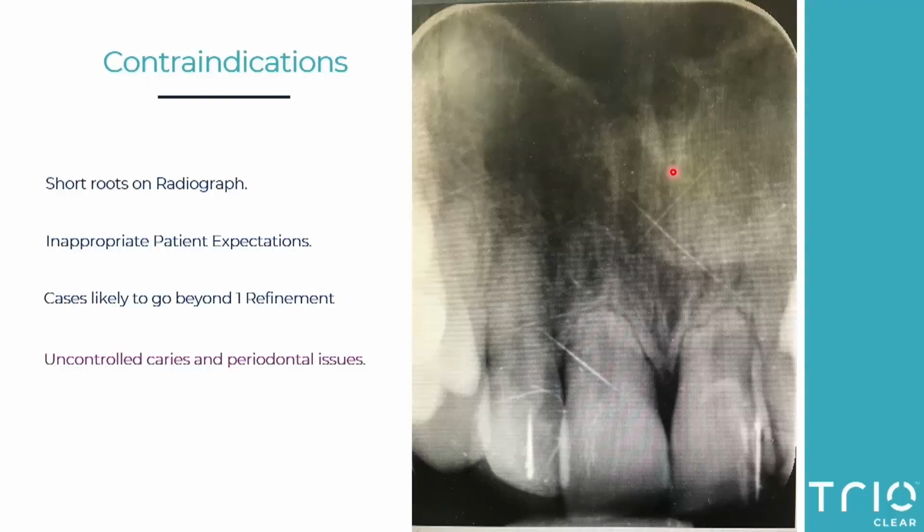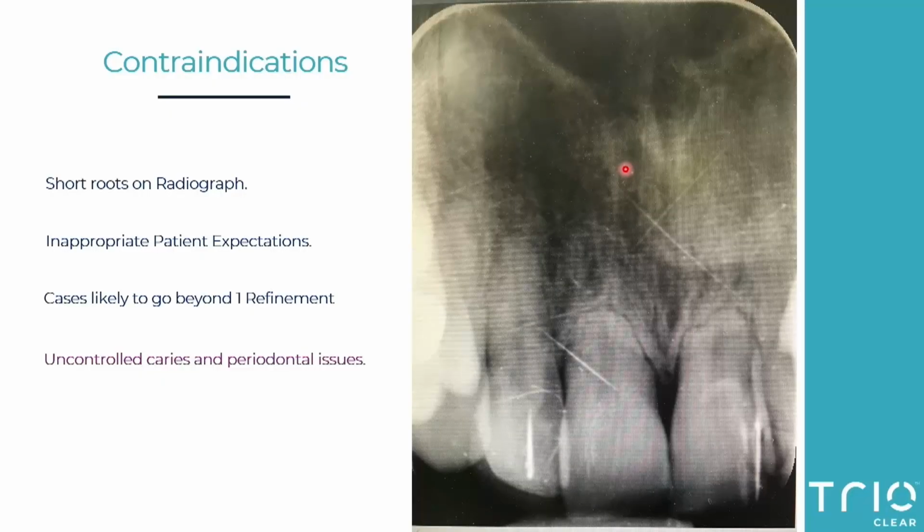Some of the contraindications include inappropriate patient expectations. Somebody who's looking for a perfect outcome, and that's a really important discussion to have about perfection, is probably not appropriate for clear aligner therapy. That is something you might want to consider for a referral to consider a comprehensive orthodontic approach.